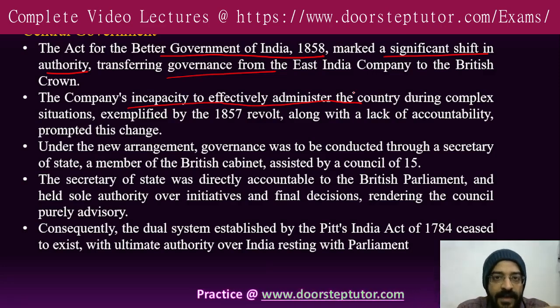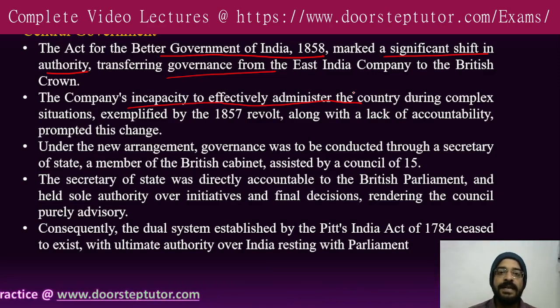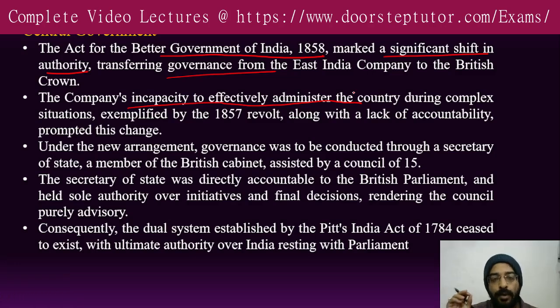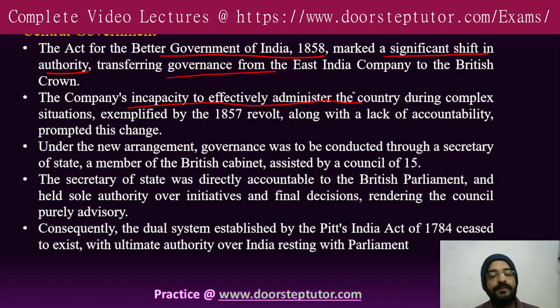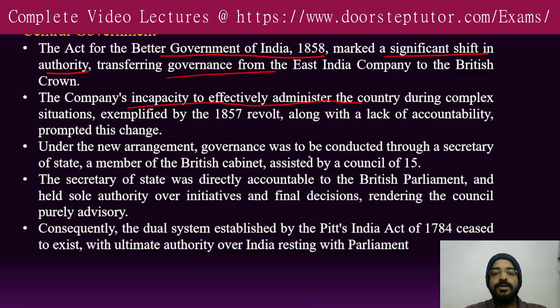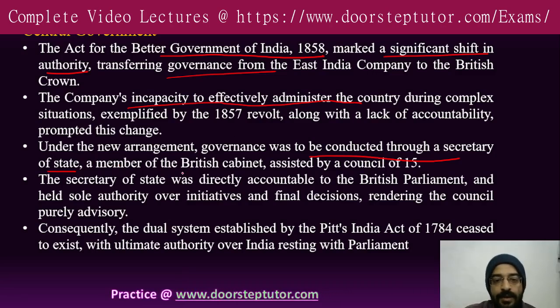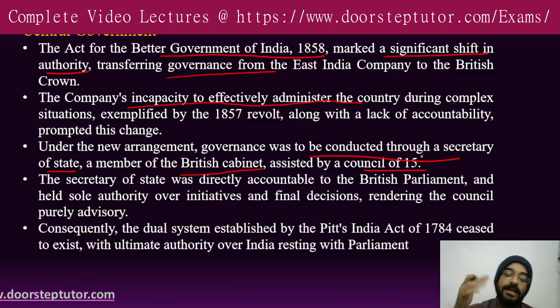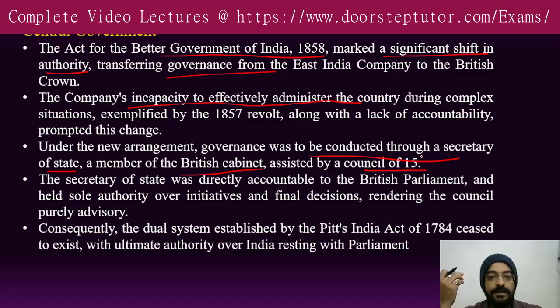So this reaction was seen as due to the ill policies or bad governance of the Britishers, not the East India Company. The East India Company was not at all accountable for this. The whole accountability went to the Crown. So the Crown decided that if they are accountable, then let them now govern and administer the areas of India. Under the new arrangement, the governance was to be conducted through a Secretary of State, a member of the British cabinet, assisted by 15 members. So a Secretary of State will be stationed in Britain, and with him a council of 15 members will look after India's happenings.